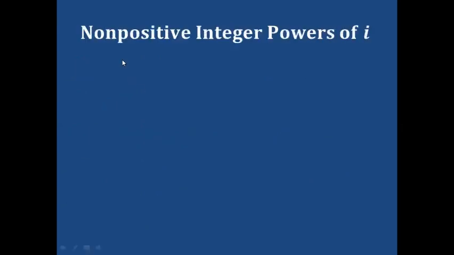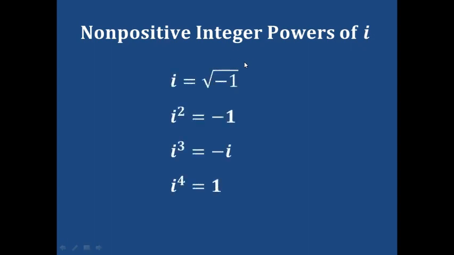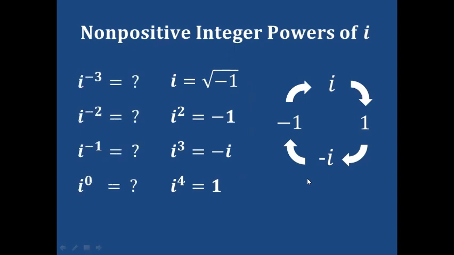Now, let's consider another scenario. Let's say the power of i that we have is a non-positive integer. How are we going to be able to determine that using the information that we have? Is it possible to work backwards? Well, that is something that you may investigate on your own.